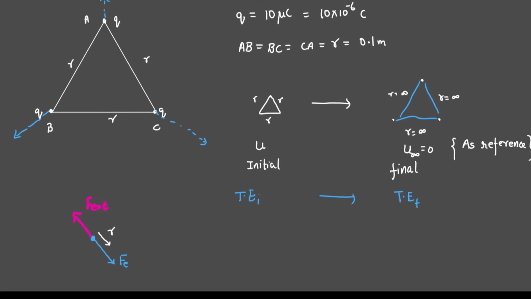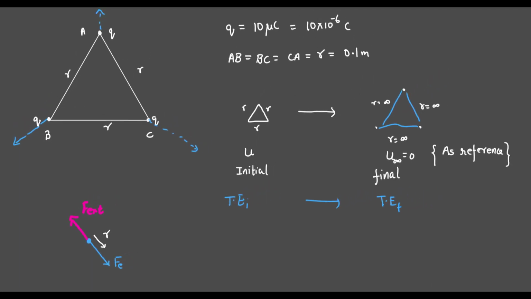So let us write what is T initial. We are going to find out T initial first. So T initial is what? T initial is nothing but the potential energy of the system.